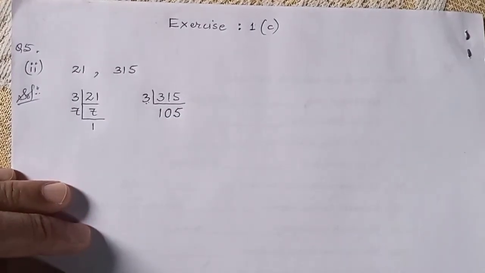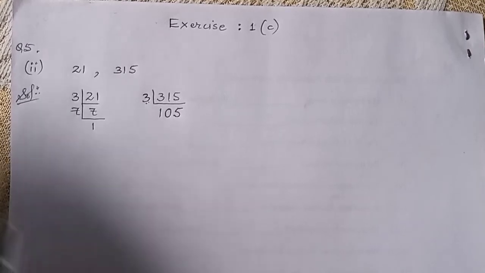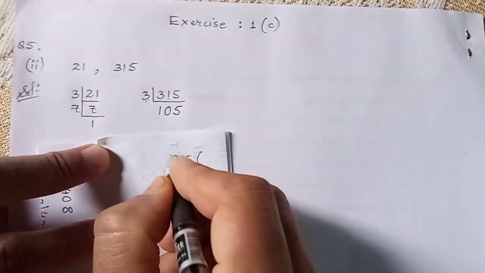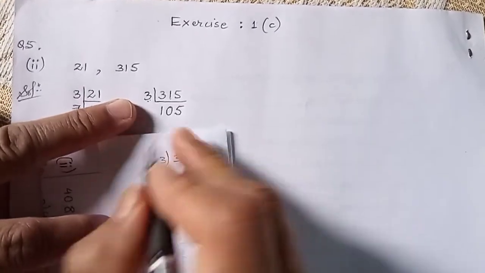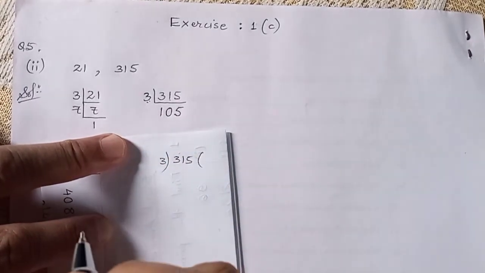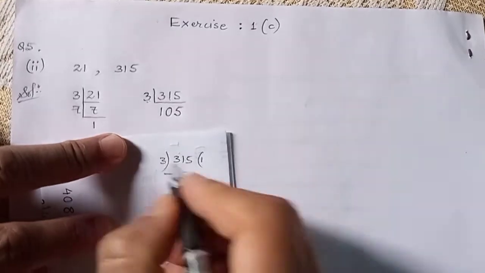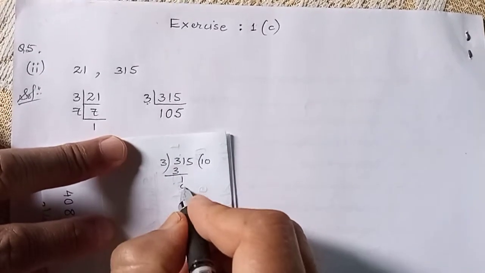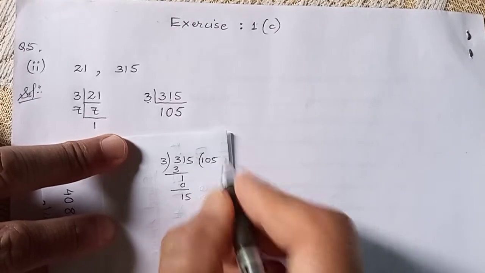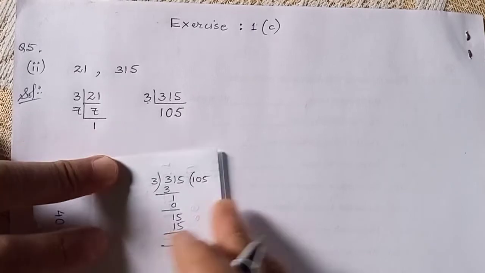3 fives are 15. Here I can show you, if I divide 315 by 3 in rough also, and if you don't have the confidence to divide like this directly, you can always divide in rough and get the answer. 3 ones are 3. It's only one's turn, so 3 zeros are 0. Then 5's turn, remainder 1. Then 3 fives are 15, remainder 0. So that's why it's 105.